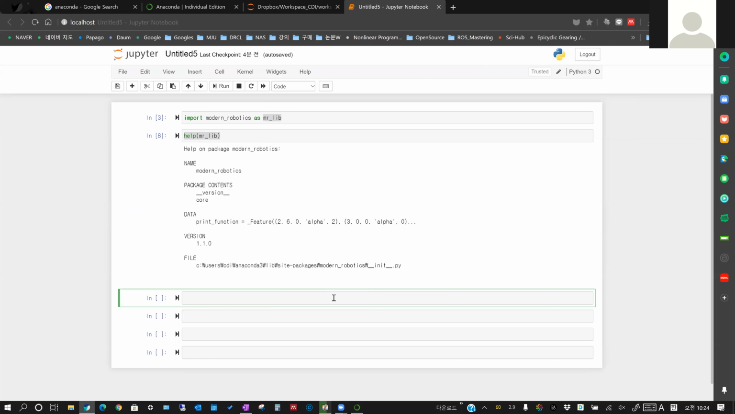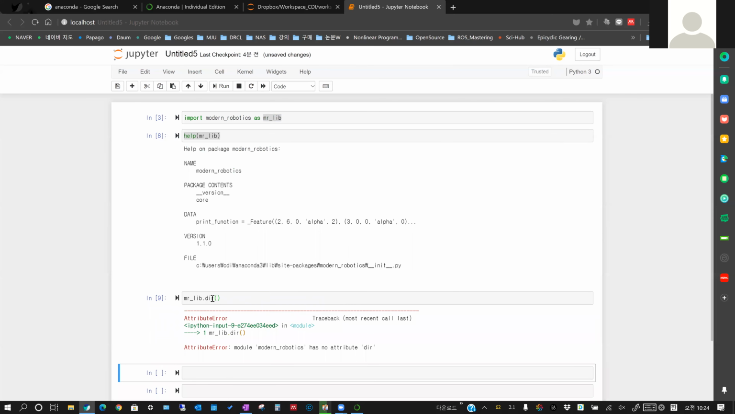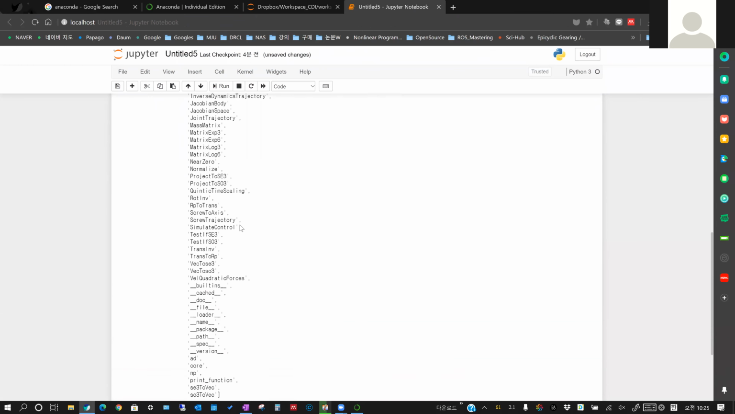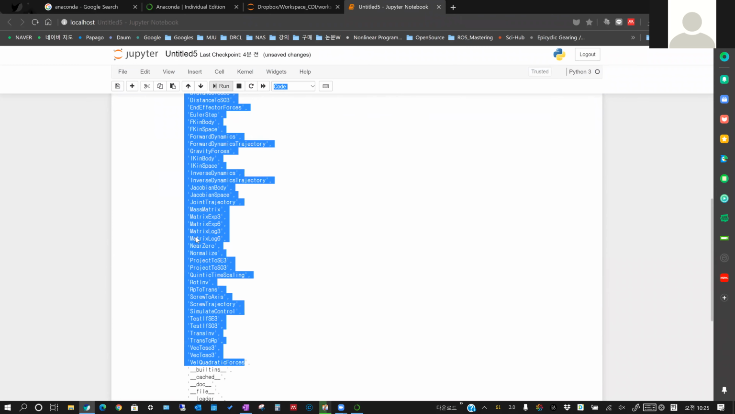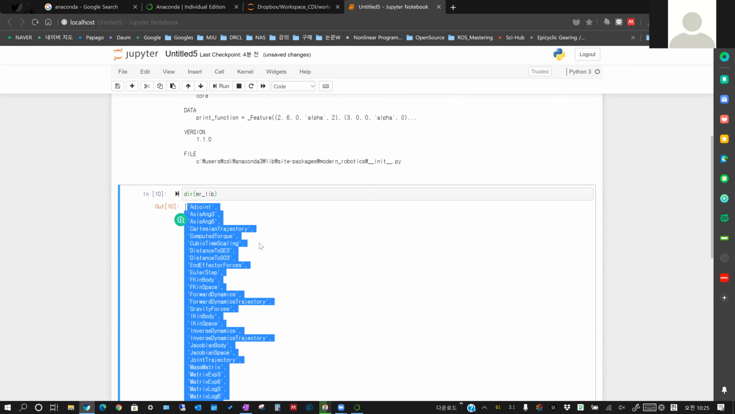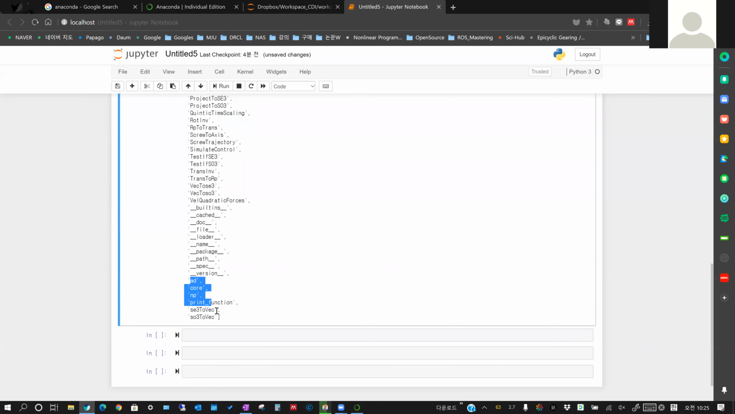But in this case, you should type dir, mr, the library. Then you can check what kinds of functions you can use in the modern robotics library. This one is a function provided by the modern robotics library, and also you can use this one.